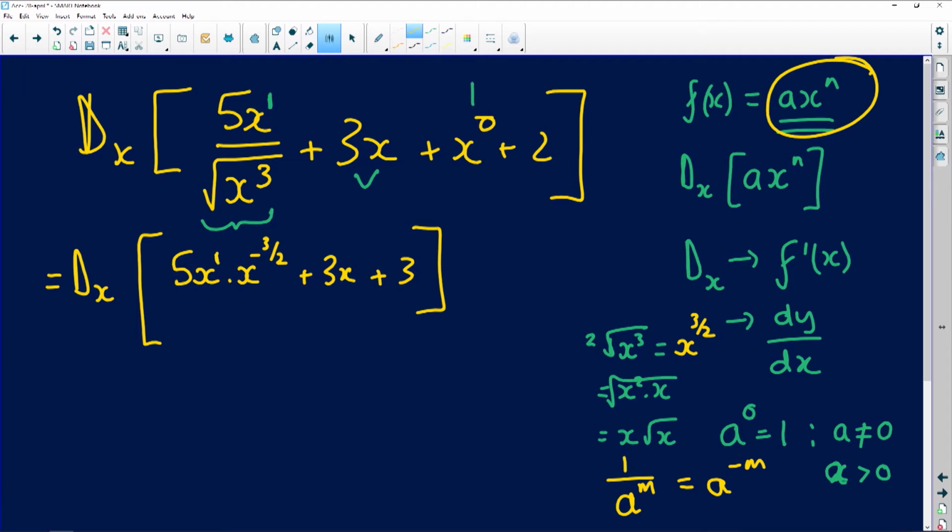The last thing I need to do here is combine these two x's with 1 power. So I apply my rules for subtracting fractions.